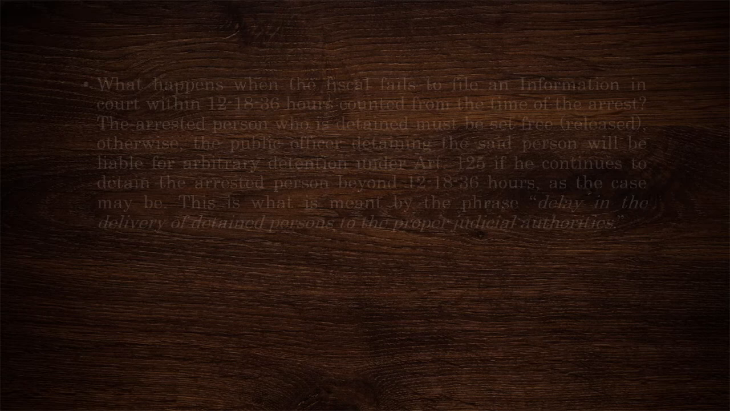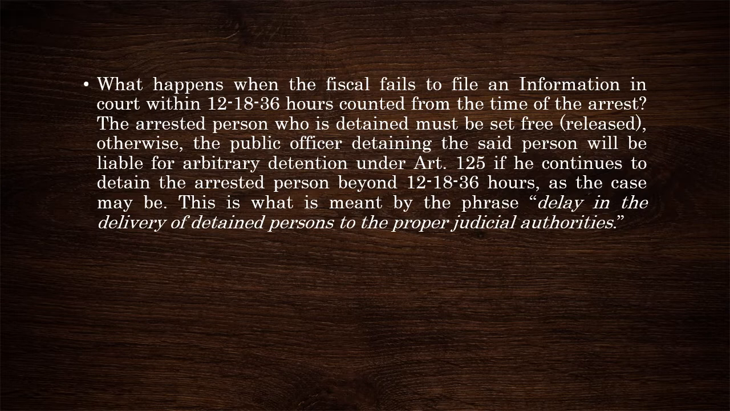Question. What happens when the fiscal fails to file an information in court within 12, 18, or 36 hours counted from the time of the arrest? Answer. The arrested person who is detained must be set free or released. Otherwise, the public officer detaining the said person will be liable for arbitrary detention under Article 125 if he continues to detain the arrested person beyond the 12, 18, or 36-hour reglementary period, as the case may be. This is what is meant by the phrase delay in the delivery of detained persons to the proper judicial authorities.